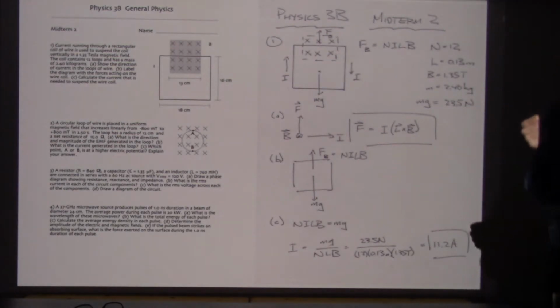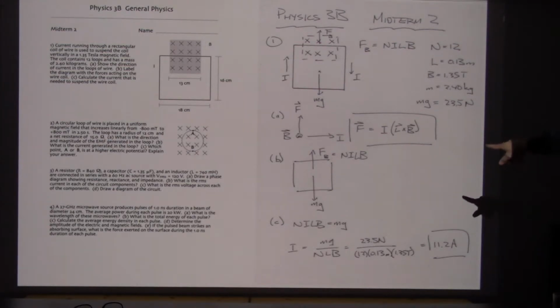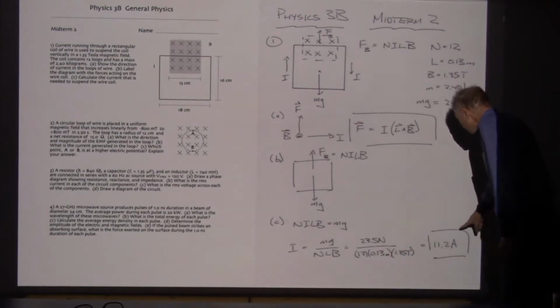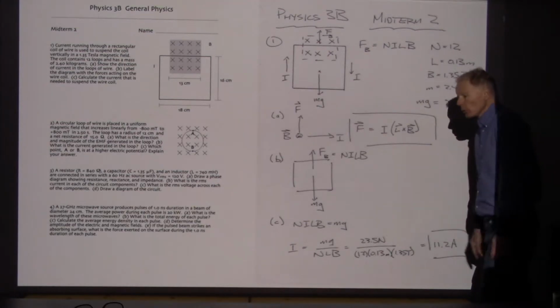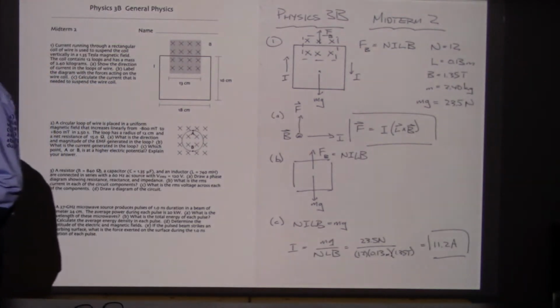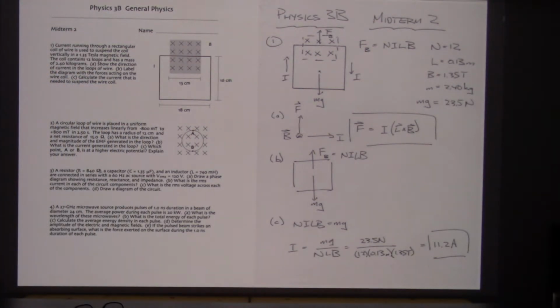We need to turn up the current such that the magnetic force is 23.5 newtons, and that formula is going to do that for us. It's going to tell us how much current we need. So we're going to need 11 amps. That's a pretty good current, like a vacuum cleaner or a toaster, or a hair dryer, something that's using quite a bit of electric current.